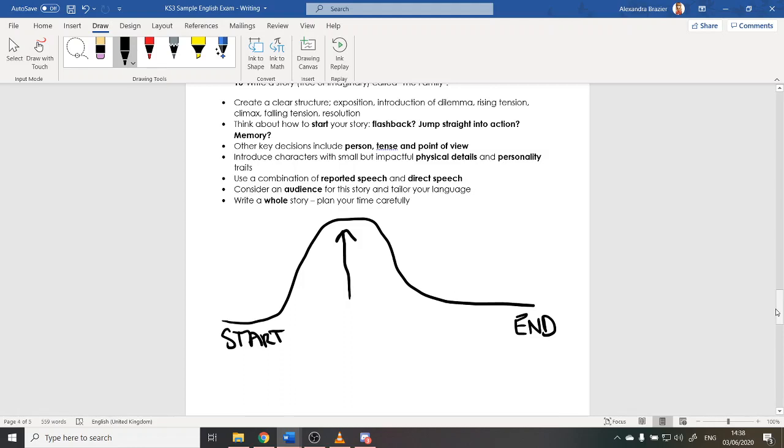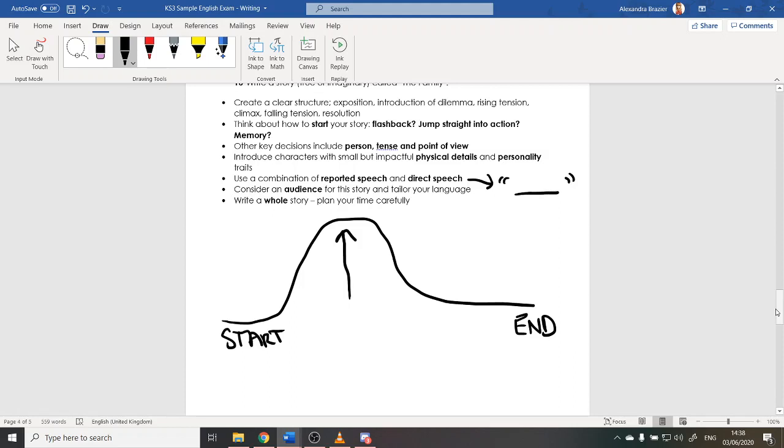And that tells us a lot about his character. So think about these little details that you can add in. A combination of reported speech and direct speech. Reported speech is he said, she said, but direct speech is where we want to use the speech marks, and it's where we are writing exactly what they have said.